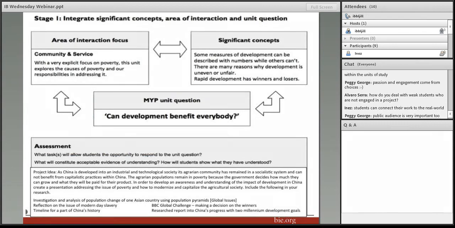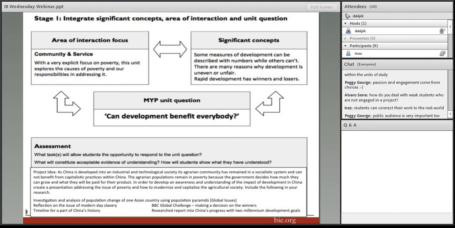Here's an example of stage 1. This is an exemplar unit from the IB OCC, the Online Curriculum Center, that you can find on the International Baccalaureate website. So if you're part of an IB school, you should have access. This is an exemplar unit taken from the MYP OCC and PBLized.